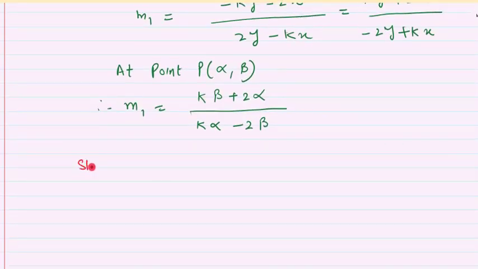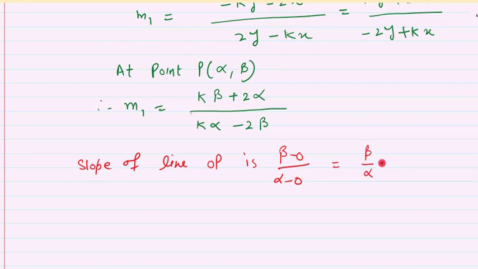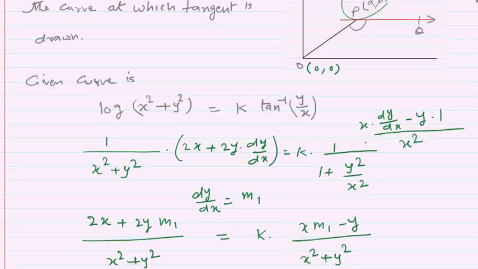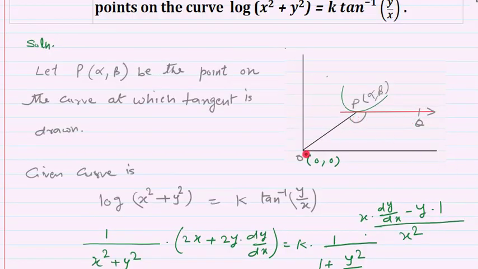Slope of line OP is (beta minus 0) upon (alpha minus 0), meaning (y2 minus y1) upon (x2 minus x1), that is beta upon alpha. To simplify, let me name it M2. Now the two lines are here, one is PQ and the other is OP, and we have the slopes of the tangents of both lines.